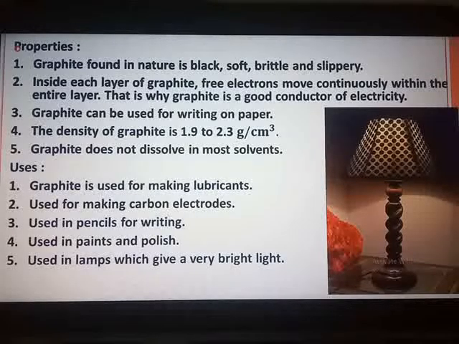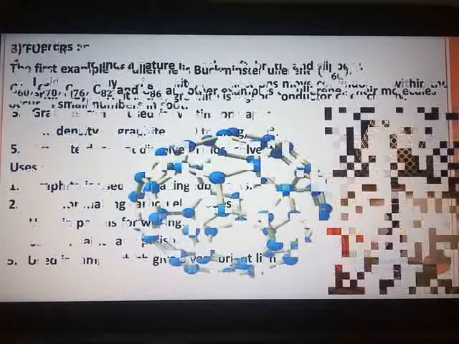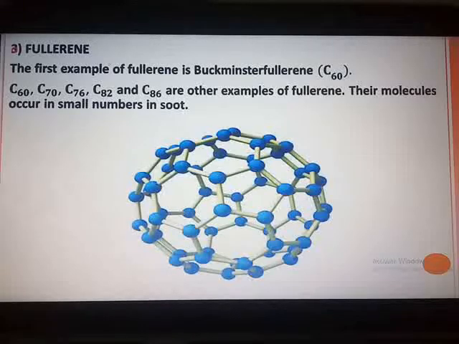For fullerene, which is the third crystalline allotrope of carbon, I have told you, you have to study only its properties and uses for the exam. Now, it is an allotrope of carbon which is very rarely found in nature, and the first example of fullerene is Buckminster fullerene C60. Why is it being given this name? It is named after the architect Richard Buckminster Fuller, because the structure of the C60 resembles the structure of the geodesic dome which he had designed.